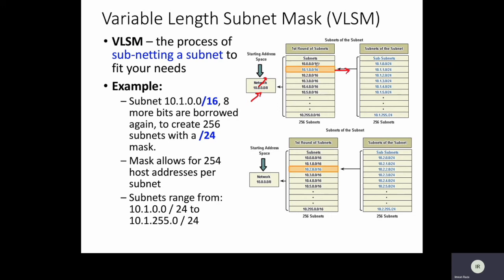Now I'll take one subnet, that is 10.1.0.0. This /16 prefix represents that 16 bits are representing the network portion here, and I will subnet it again. Now if I borrow the complete third octet, so I've borrowed this third octet for subnetting, I'll be creating another 256 subnets.